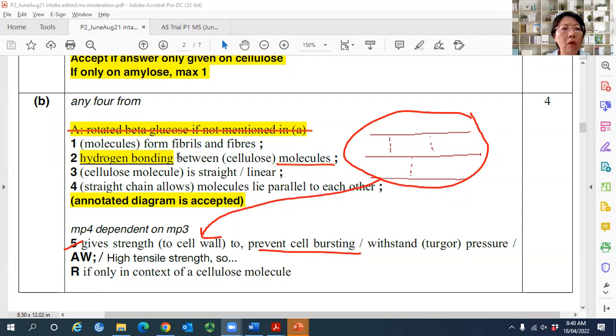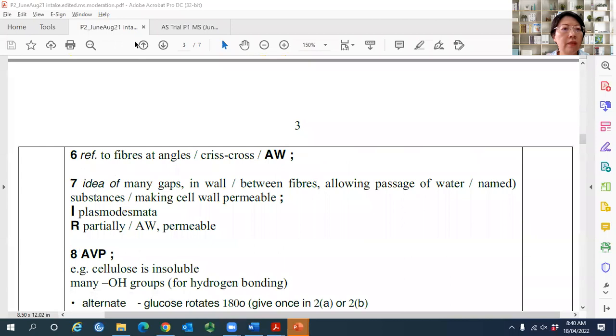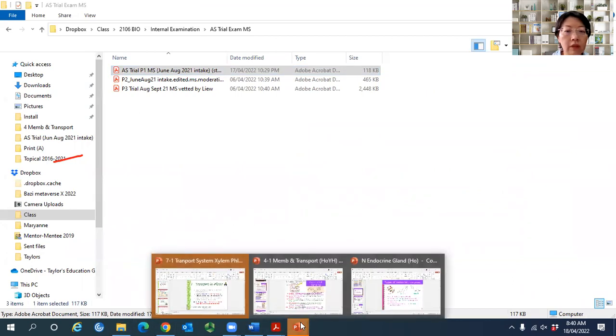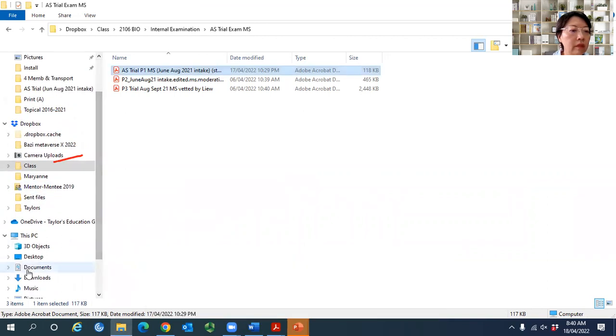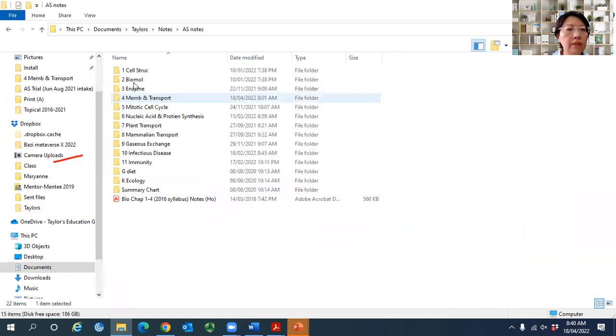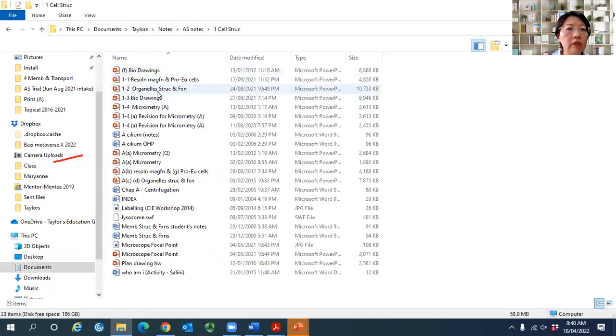I think there's one more point here. There are the cellulose fibers, right? They are arranged at angles. That means when the cell wall is formed, it forms in a few layers, right? Where do you learn the formation of the cell wall? Chapter 1, Chapter A, when you learn the formation of the cell wall.